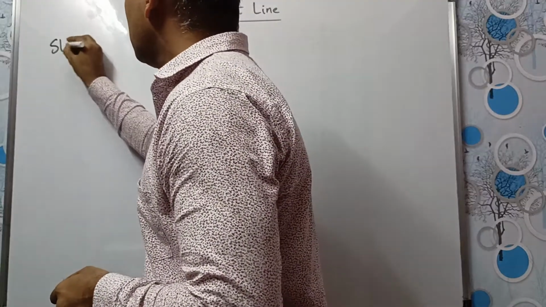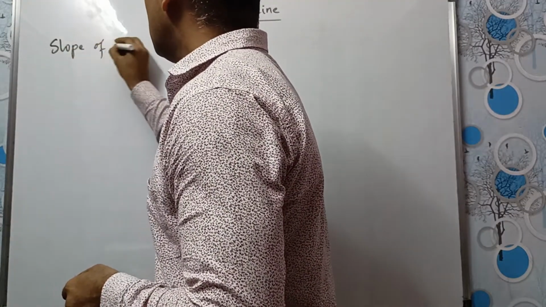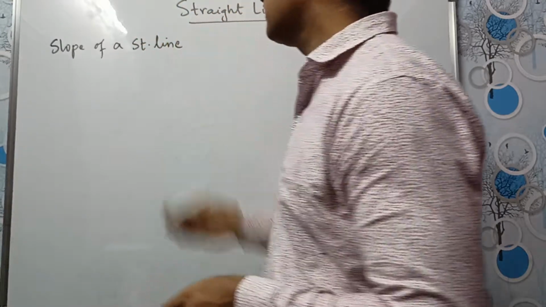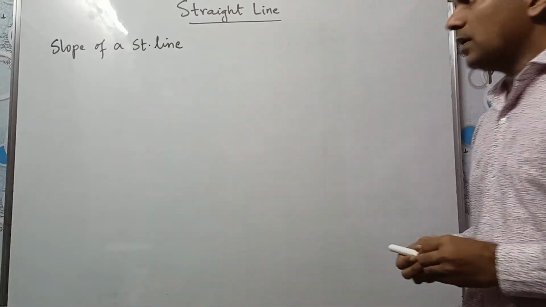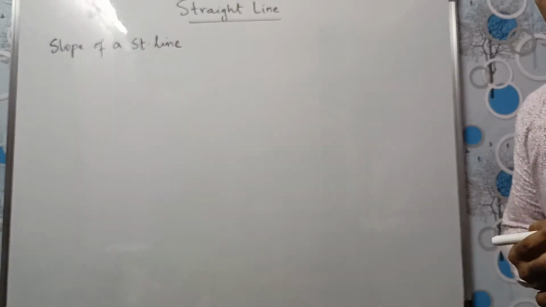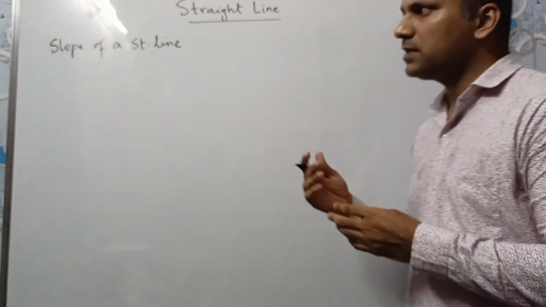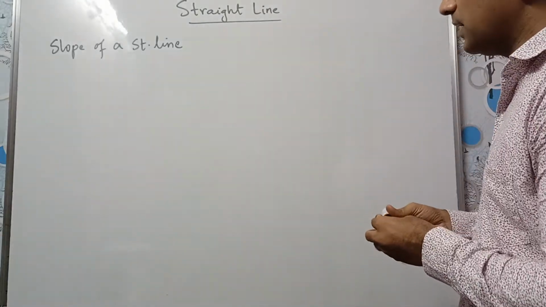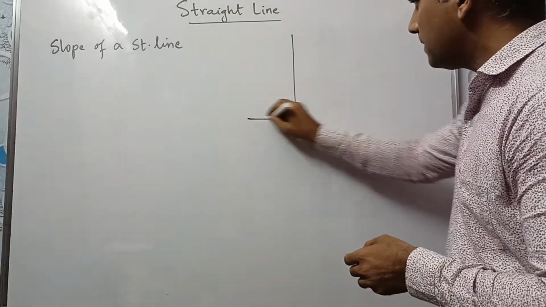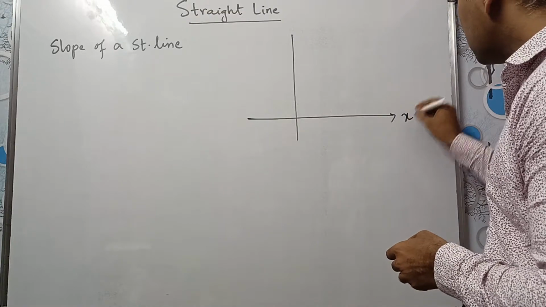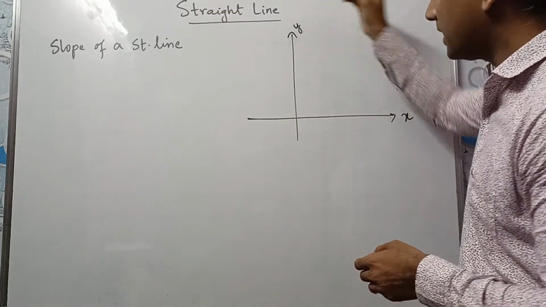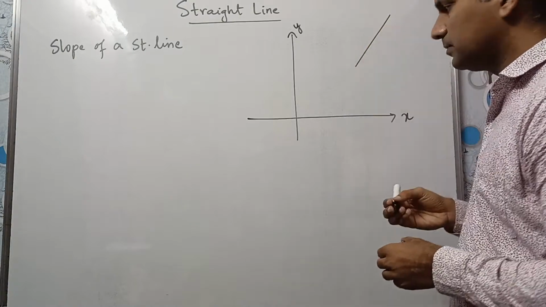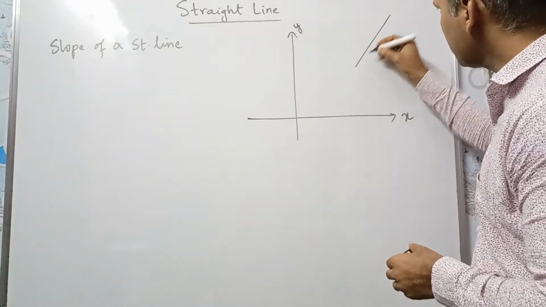Slope of a straight line. Now what do we mean by slope of a straight line? Slope of a straight line is the steepness, the steepness of the line. For example, let us say this is our x-axis and this is our y-axis. Suppose there is a straight line like this.